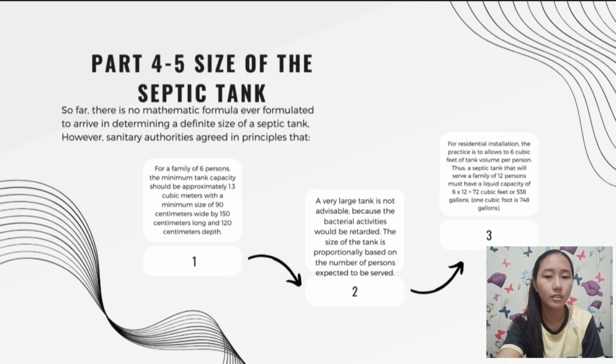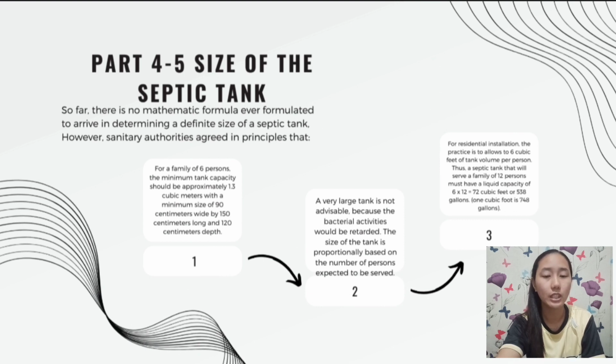The size of the tank is proportionally based on the number of persons expected to be served. In other words, the volume of a tank has a rational proportion with the volume of incoming waste for bacterial activities to be in favorable condition. Number 3, for residential installation, the practice is to allow 5 to 6 cubic feet of tank volume per person.